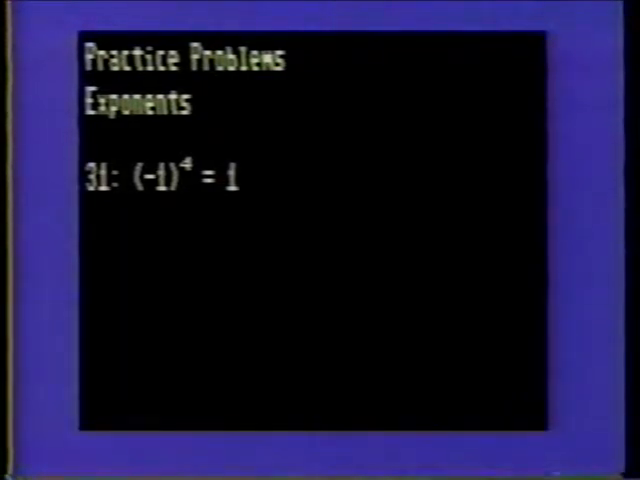Problem 31. Since 4 is an even number, the final result will be positive. Negative 1 times negative 1 times negative 1 times negative 1 is positive 1.